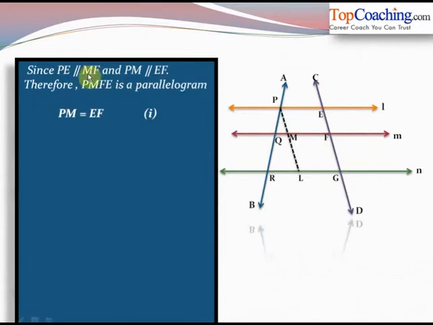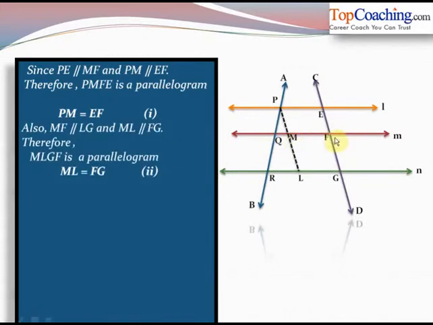Now since PE is parallel to MF, and PM is parallel to EF, therefore PMFE is a parallelogram. So this required figure PMFE is a parallelogram, and we know that in a parallelogram the opposite sides are equal. So PM would be equal to EF. Let us say that this is equation number 1.